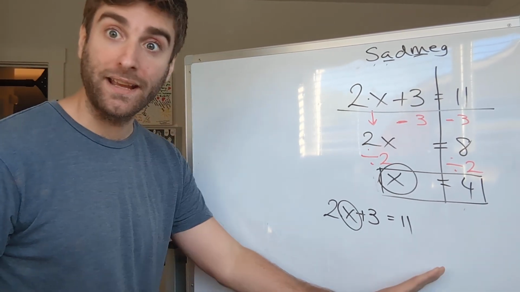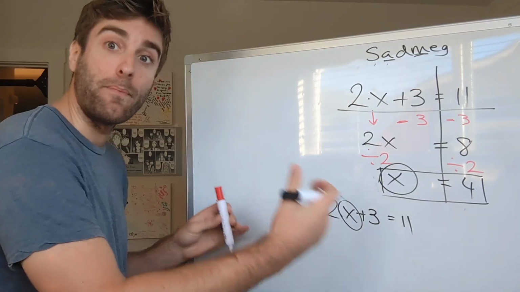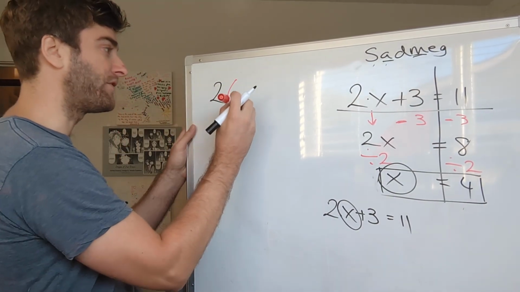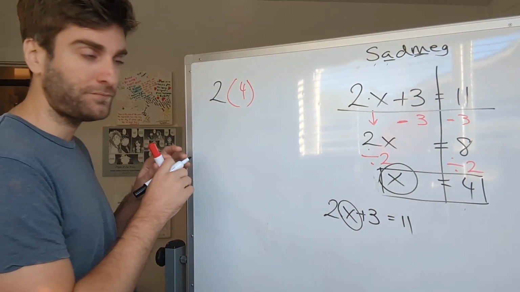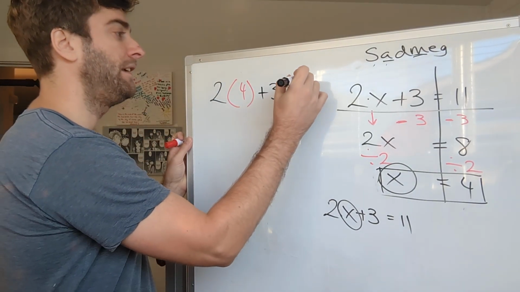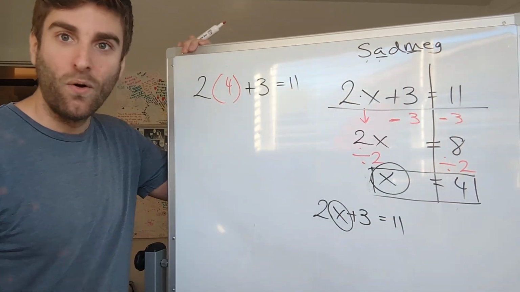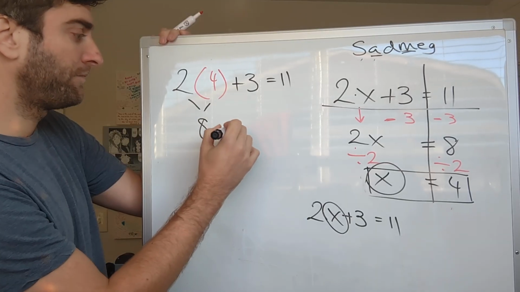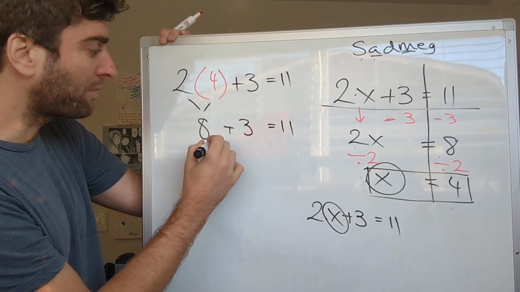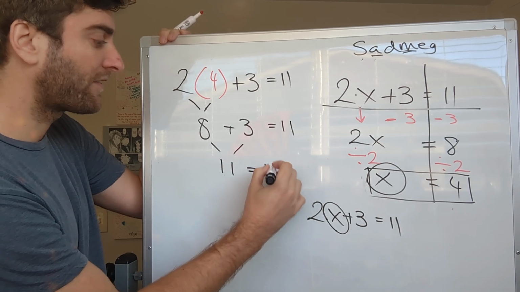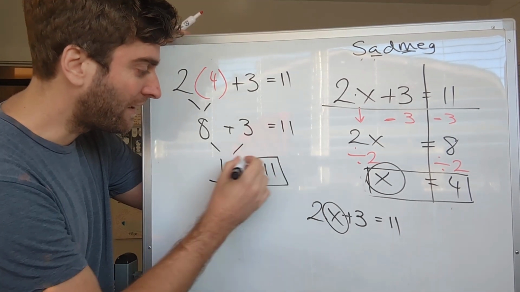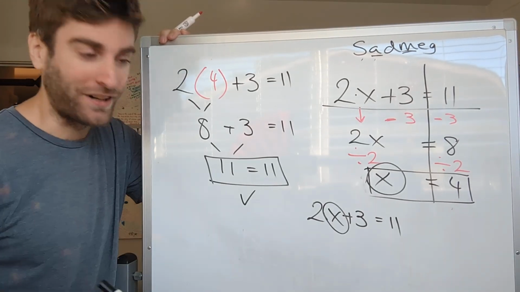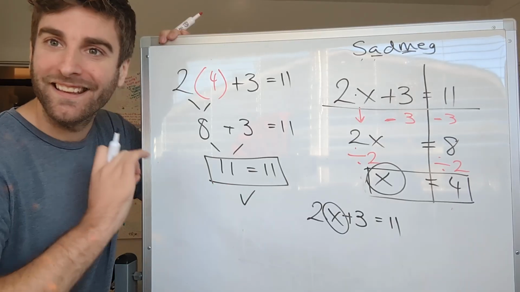This way, we can check it to see if it actually is 4. Does it make a true equation? So I'm going to write it again. 2, and then in parentheses, 4, plus 3 is equal to 11. Well, let's find out. What is 2 times 4? That's 8. 8 plus 3 is 11, and that's equal to 11. This is a true statement. 11, in fact, does equal 11, so we're good. I've got a little check mark there. Everything is perfect.